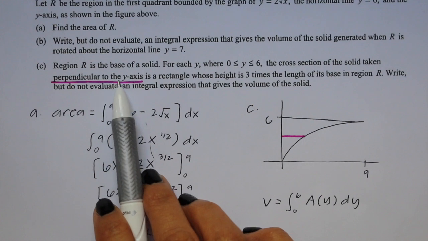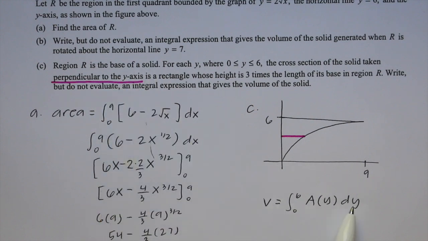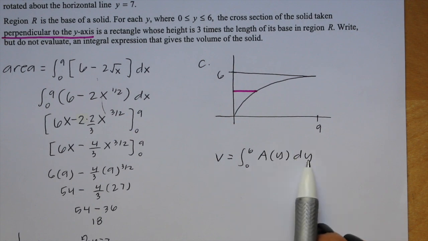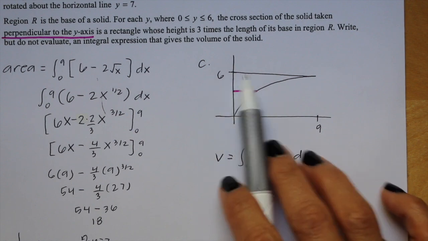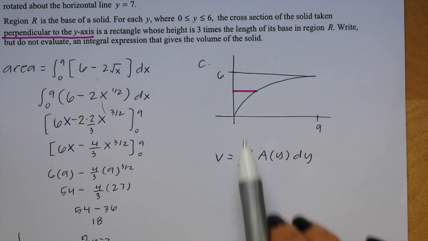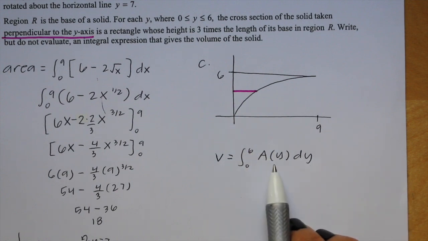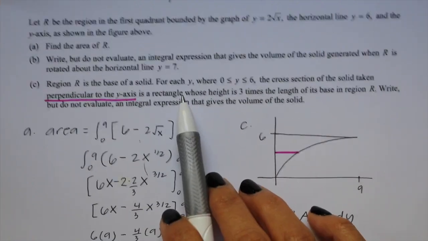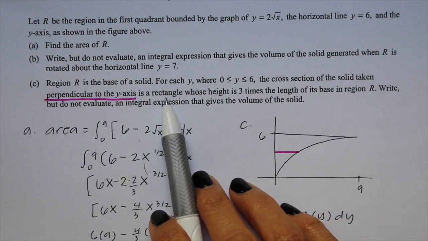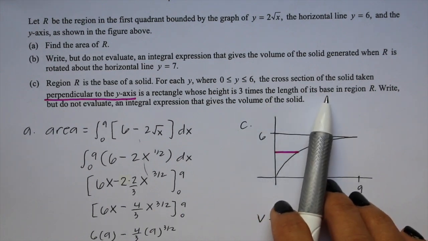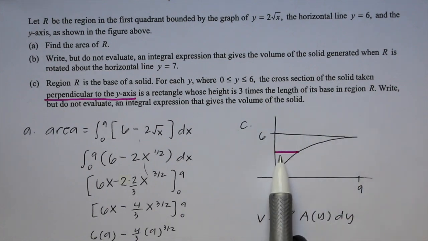So since we're perpendicular to the y-axis, it's going to be a dy problem. So your setup for a volume of known cross-section is noting that it's dy. You're integrating for the shaded region from 0 to 6. A of y dy will be our formula, where A represents the area of the cross-section. It says that the cross-section is going to be a rectangle. It says the height is 3 times the length of the base in region R. So this is going to be the base, and it's telling us the height of the rectangle is 3 times this.